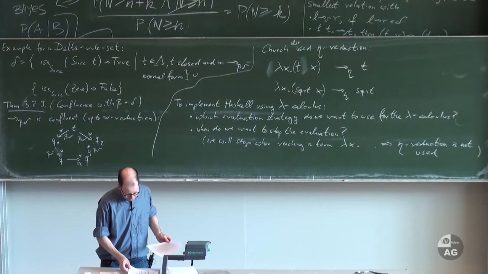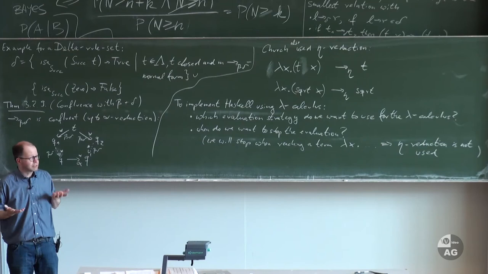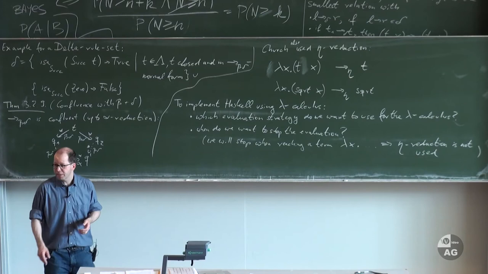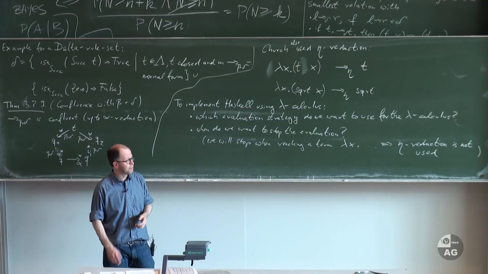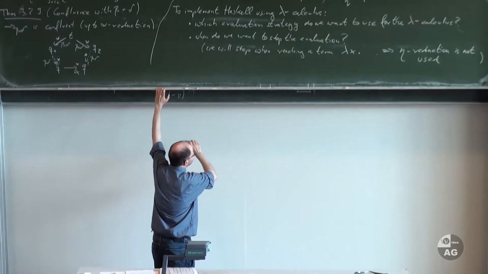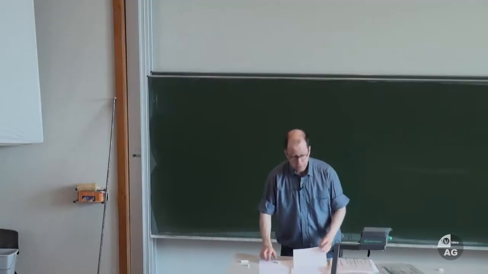Okay, so let's move on further and really implement Haskell. To implement Haskell, we have to compile it to some lambda term. Every Haskell program has to be compiled to some lambda term. And then this lambda term has to be evaluated using beta and delta reduction. We have to choose the right evaluation strategy, and we have to decide when to stop the evaluation. That's what we are going to do in the next subsection after I wipe the board.